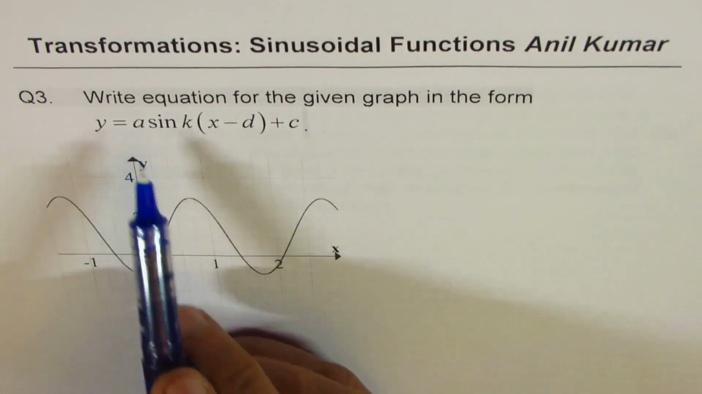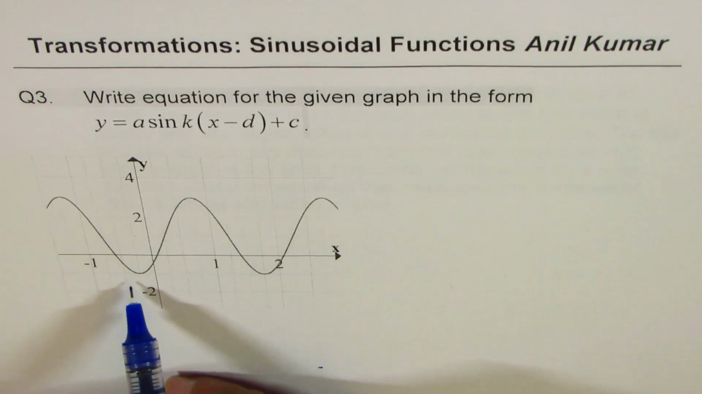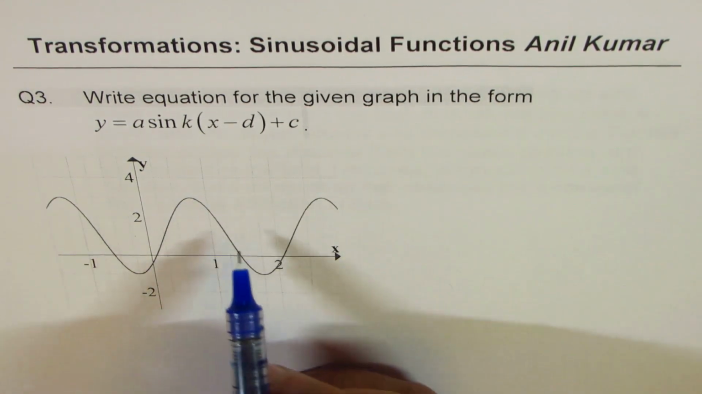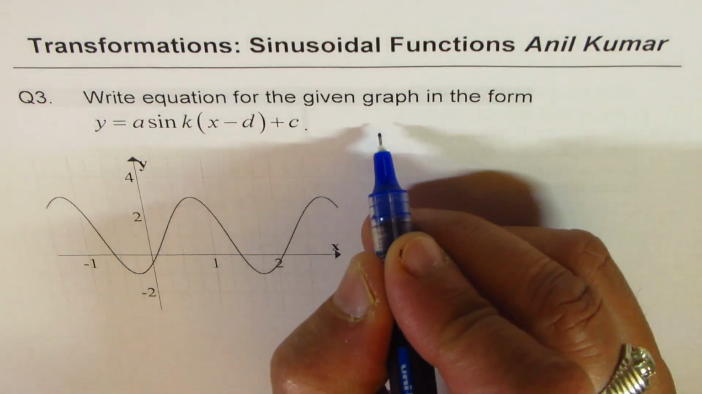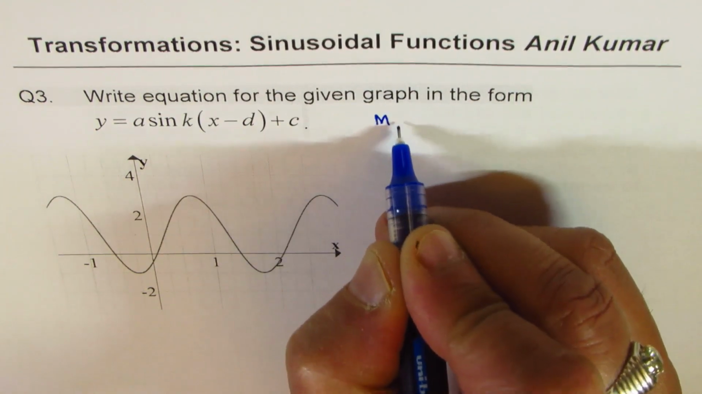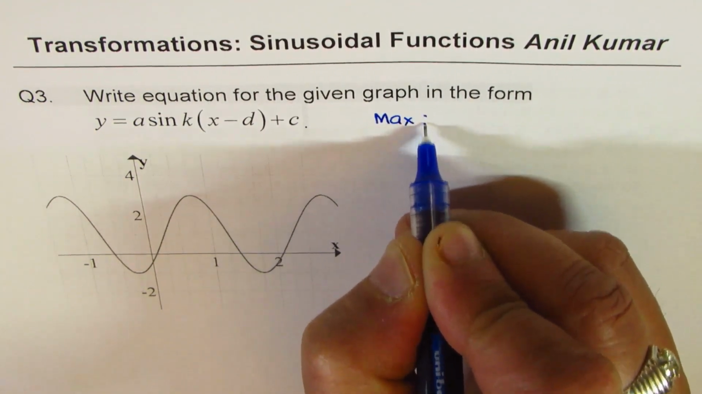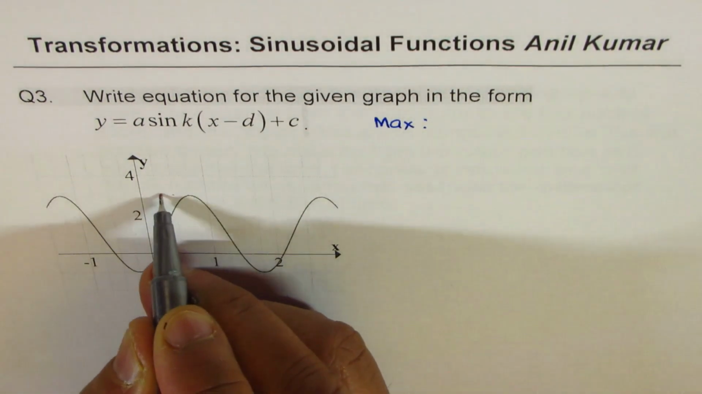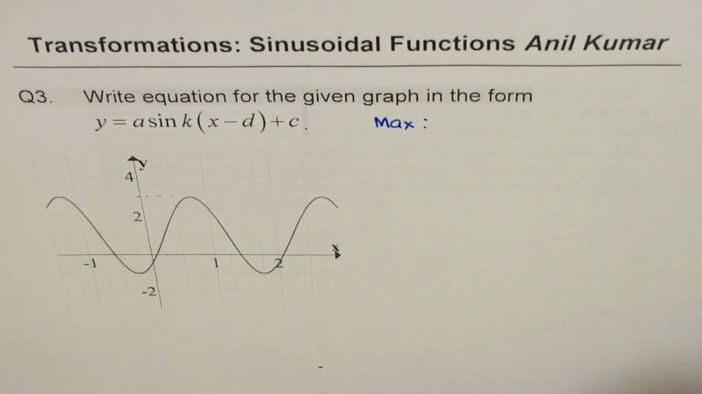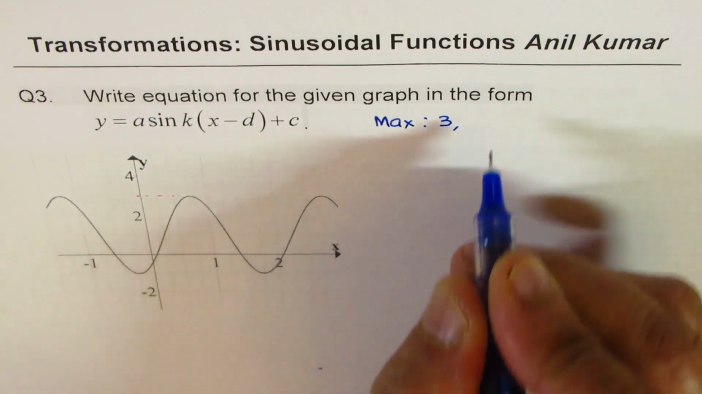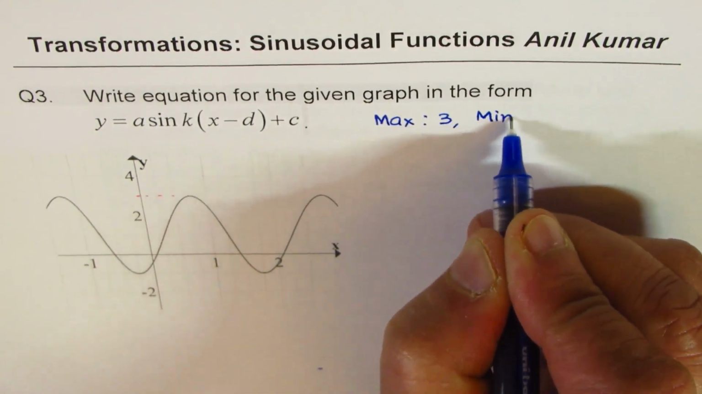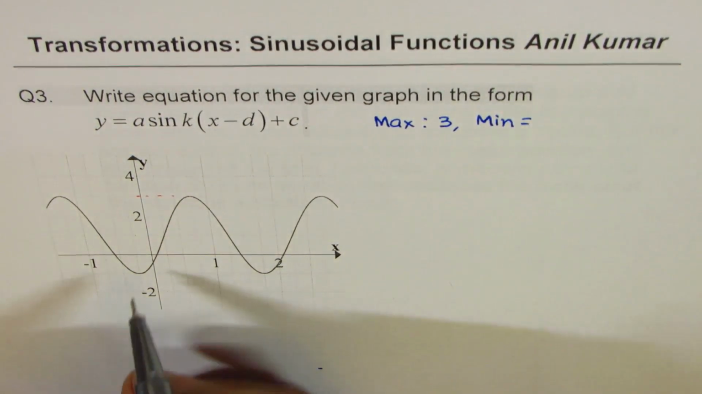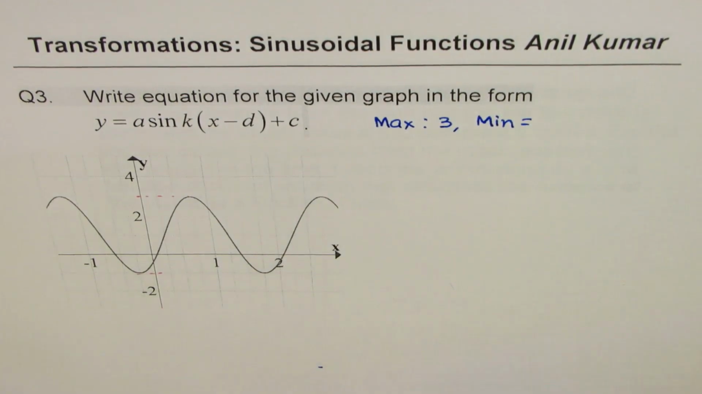A is the amplitude, which we can find from the maximum and minimum value. So in such cases, we should first read what is given in the graph itself. So maximum is how much? That's the first thing which we should take care of. So maximum is at 3. Minimum value is what? Minimum value is -1.